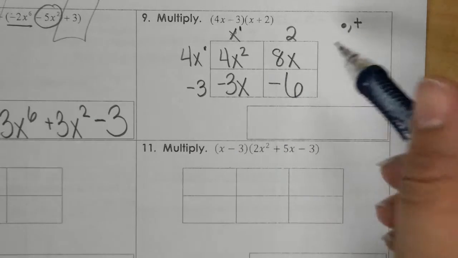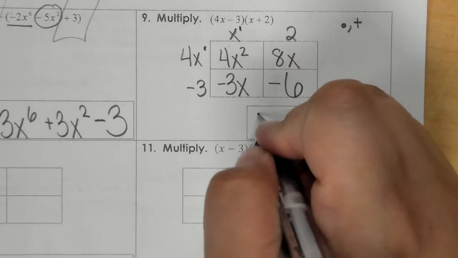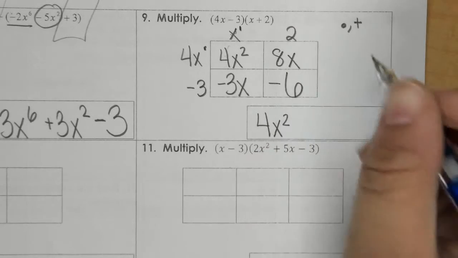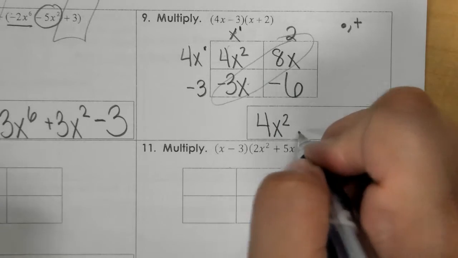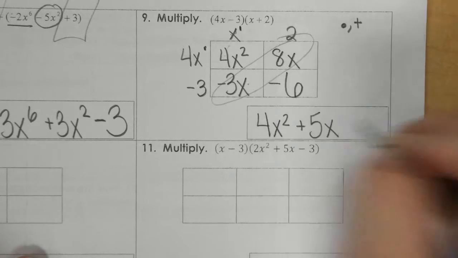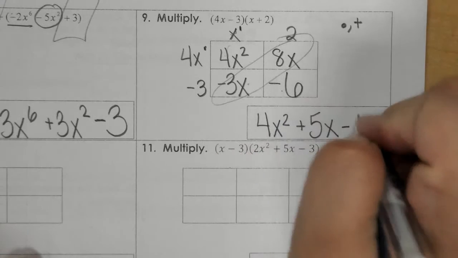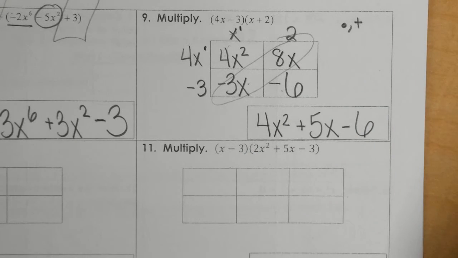So now I need to write this in standard form. So I'm going to go with 4x squared first. Then I can combine these, so 8x minus 3x is 5x. And then the negative 6 just goes down, since there's nothing to combine with.